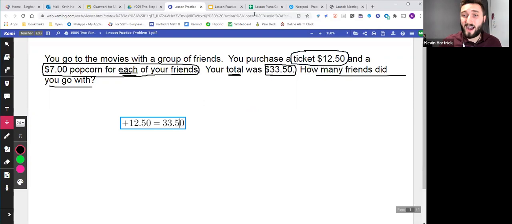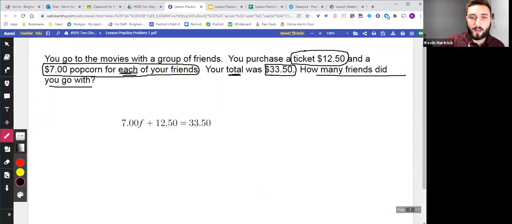So this is kind of the way that I think through these problems when I'm creating an equation, okay? You will get better and better at this when you practice it more and more, okay? So I have my $12.50, that's my ticket. My $33.50 is the total. Now, what else did I purchase? I purchased $7 for each of my friends, okay? I don't know how many friends there are, so that's my unknown. If I don't know how many friends there are, I need to make that my unknown. I'm going to call it F. So F is my unknown, that's how many friends there are, and I know that I spent $7 on each of those friends. Okay, so again, the more you work on these, the better you're going to get at them.